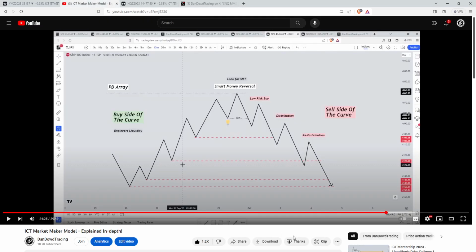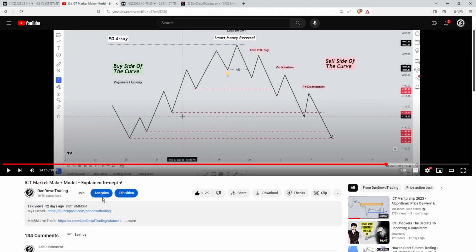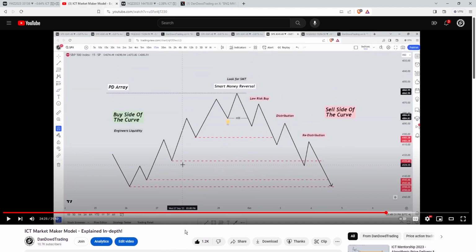We need to dive into what a market maker X model, which the X just stands for buy or sell model, is. And I have a full video explanation on that. I posted about 12 days ago. I will leave that in the description down below. I'll go over a simple explanation for those that don't feel like watching that entire 30-minute video.